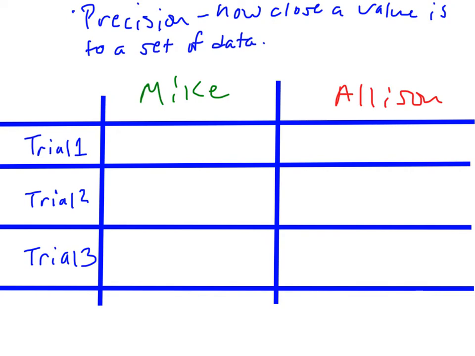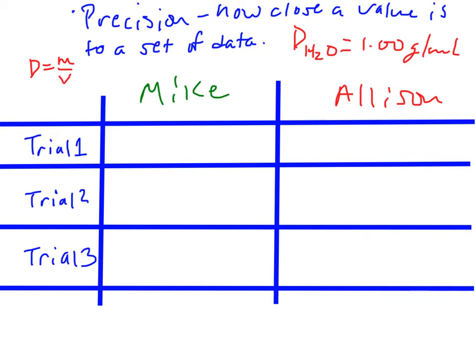Now let's talk about precision, how close a value is to a set of data. Let's pretend that a student, Mike, and another student, Allison, are both performing an experiment. They are going to get the density of water. So I'll put up here what our accepted value for the density of water is again, and this time I'll include 3 sig figs. They have to get a certain amount of water, take the mass of that water, take the volume of the water, and divide, because we know that density is equal to mass divided by volume.